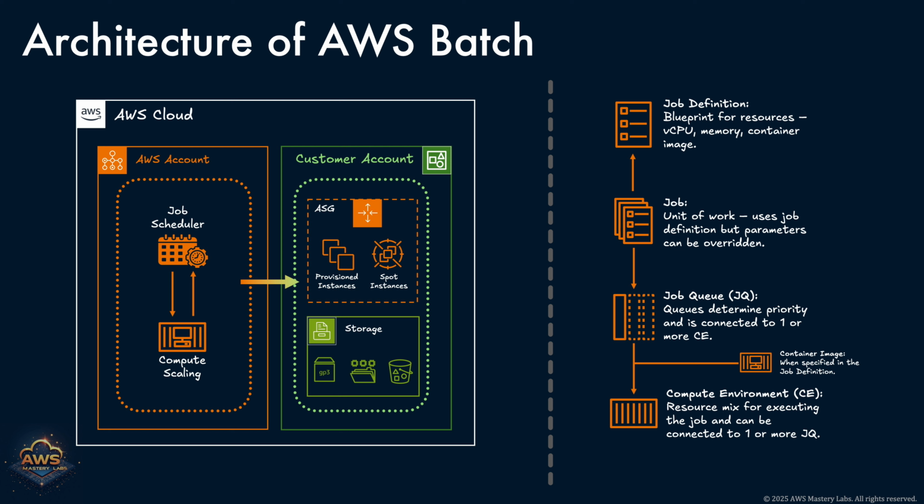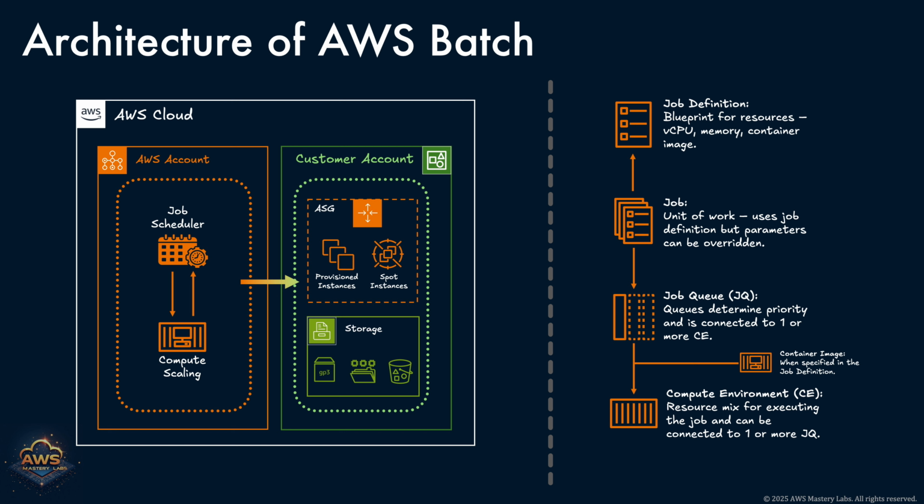On the right side, we walk through the job lifecycle itself. It all begins with a job definition. This serves as a blueprint, specifying everything a job needs, including the container image that defines the runtime environment. From this definition, a job is created, and while defaults are applied, some parameters, like input data or command overrides, can be customized at submission time.